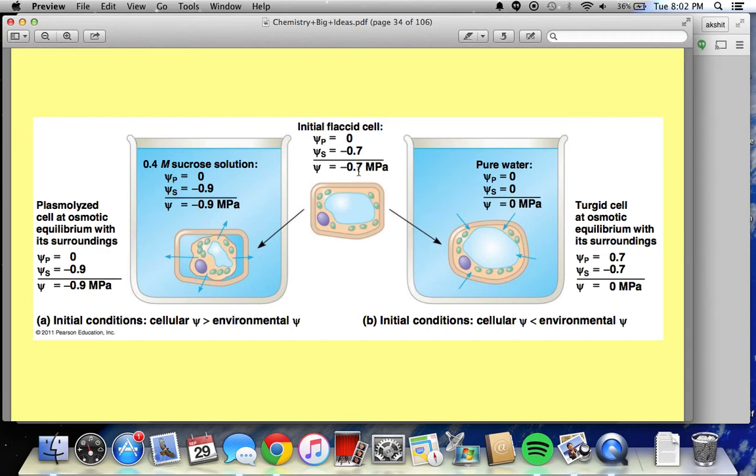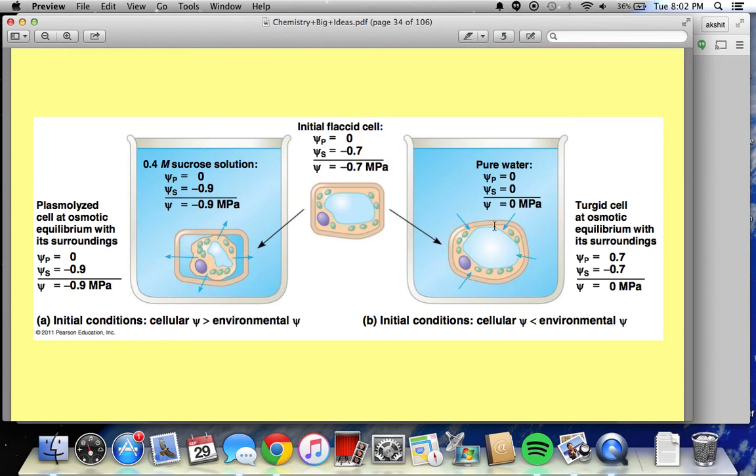In a plant cell, whenever water flows in, the turgor pressure of the cell wall will push back until the water potential becomes 0 again. So the initial cell has a pressure potential of 0 and a solute potential of negative 0.7, so the total water potential is negative 0.7.